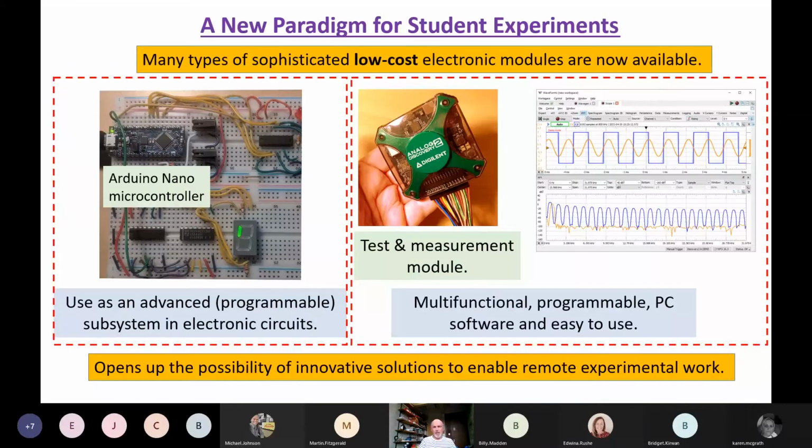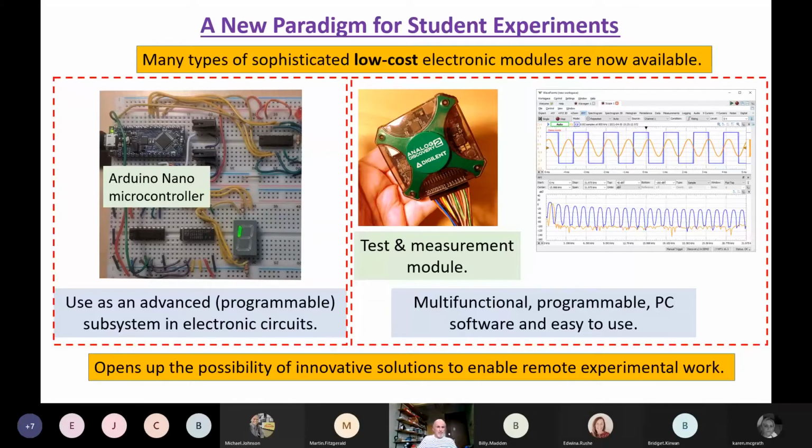Now, because of COVID, there is a potential for a new paradigm for carrying out student experiments remotely. Now, we can't expect students to have 4,000 or 5,000 euro of equipment in their houses. But what's happened really over the last 5 or 6 years is that there are now many types of very sophisticated, low-cost electronic modules available. Not just basic components, but modules, 2 of which I just want to describe very briefly now.